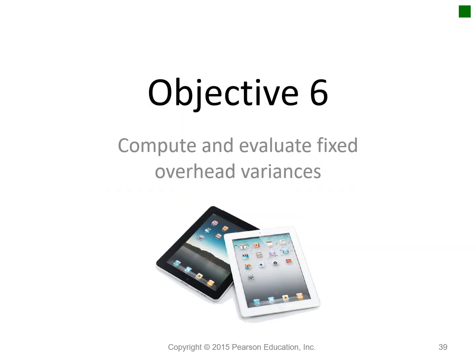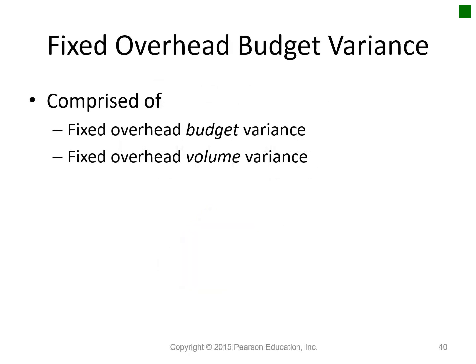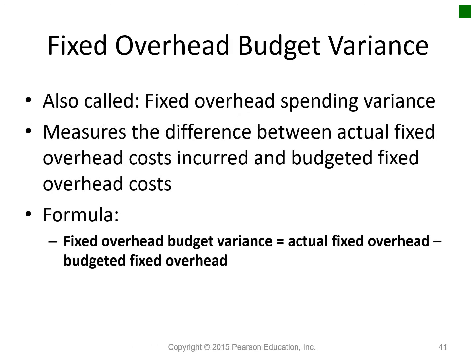Okay, objective 6 is to compute and evaluate fixed overhead variances. For your fixed overhead variance, you basically have two things to look at: a budget variance and a volume variance. The budget variance, sometimes called a spending variance, measures the difference between actual fixed overhead incurred and budgeted fixed overhead. You just compare the two, and the difference is going to be your variance.